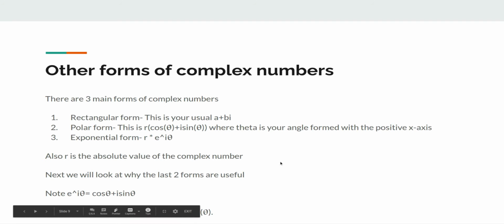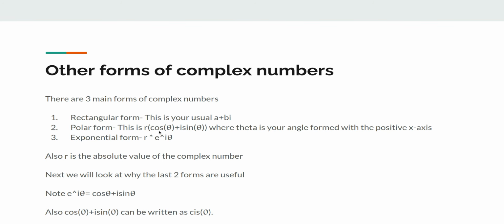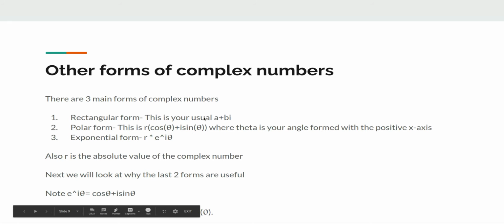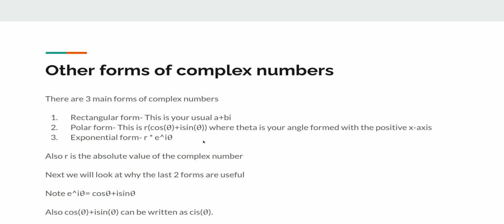Cosine theta plus i sine theta can also be written as cis theta if you want a more compact form, because no one really wants to keep writing cosine theta plus i sine theta over and over. Just write cis theta.